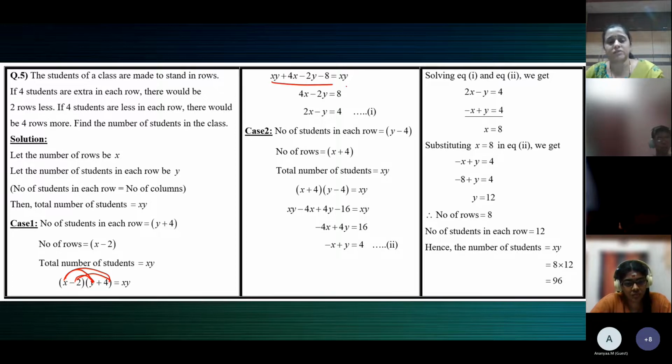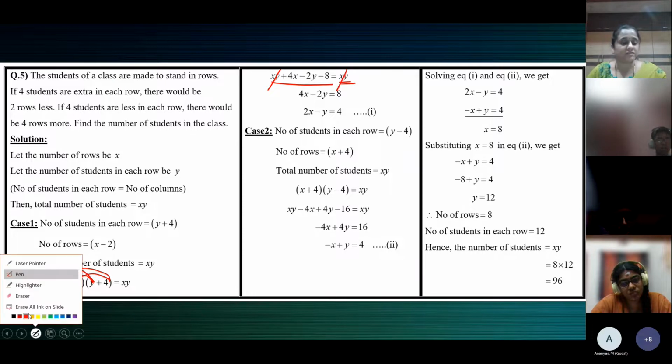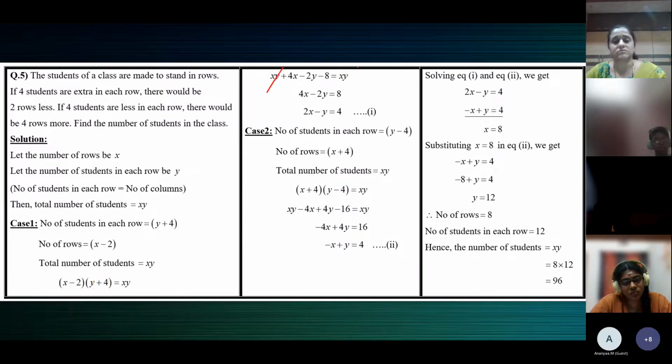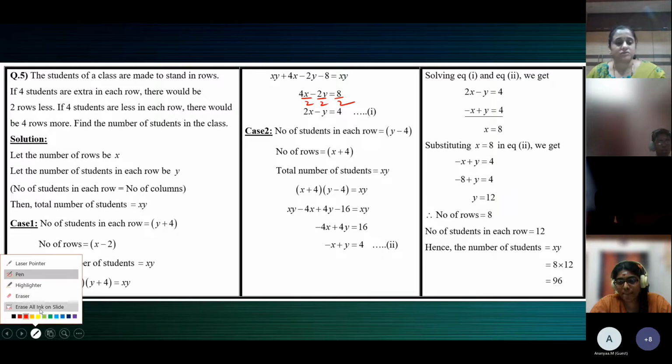Open the bracket and you get xy on either side, which gets cancelled. And then you have this equation in x and y. Take this 8 to the other side and then divide by 2 throughout. Divide this one by 2, this one by 2, and this one by 2. So that's the first equation.